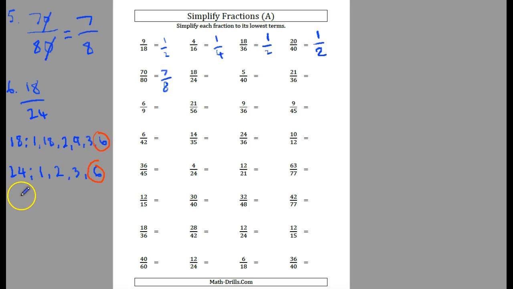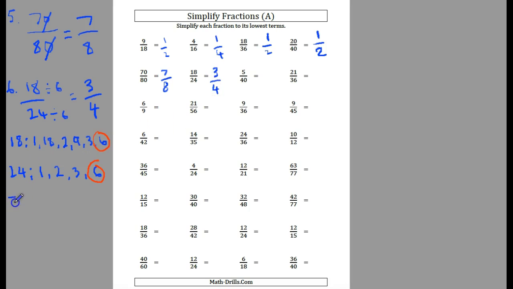Okay, so let's do the working out over here. Actually, I'll do it up here. So the highest common factor is 6, so divide both the numerator and the denominator by 6. This is where you really need to know your times tables and why I'm encouraging you to do TT Rockstars. 18 divided by 6 is 3. 24 divided by 6 is 4. So we have 3/4 here.